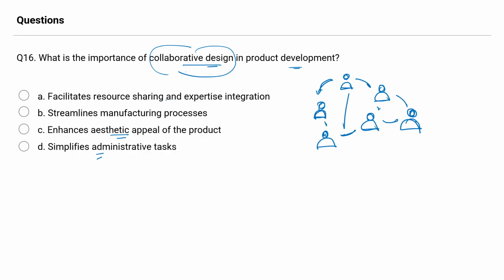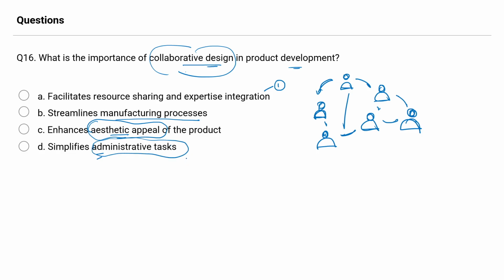It's a very direct question. Is it about resource sharing and expertise integration? One of the learners has said, why? Is it about streamlining the manufacturing process, about enhancing the aesthetic appeal, just the look of it, simplifies the administrative tasks, the meetings, the formats, the minutes of meetings, and those things?